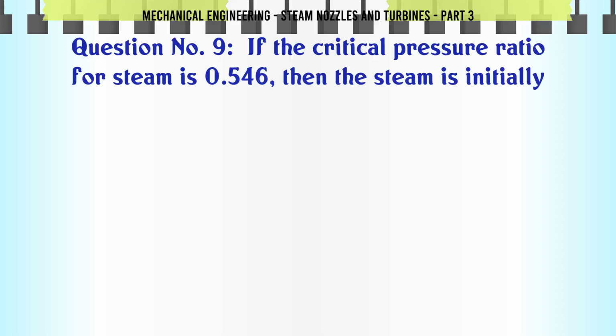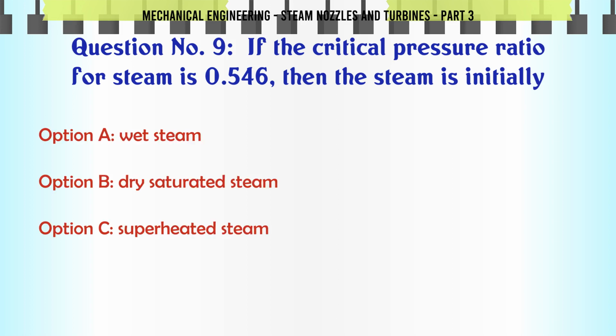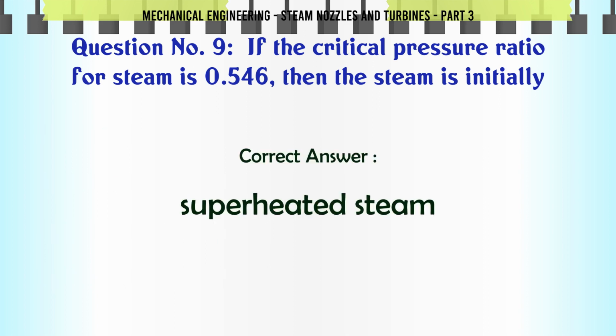If the critical pressure ratio for steam is 0.546, then the steam is initially: A. Wet steam, B. Dry saturated steam, C. Superheated steam, D. None of these. The correct answer is superheated steam.